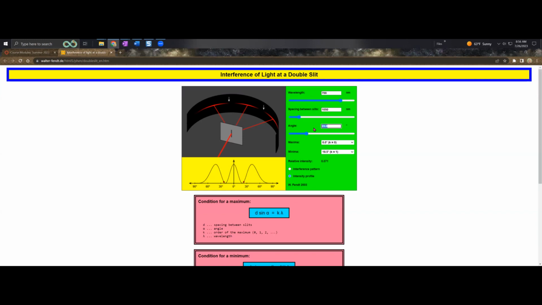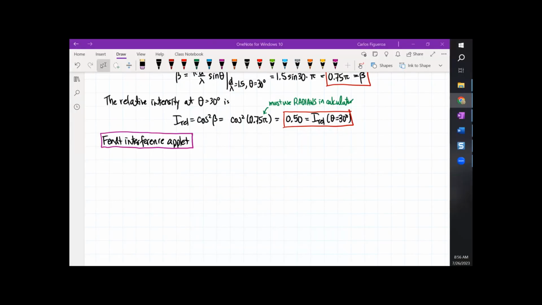Now I'm going to come in and change this angle to 30 degrees. So look what it says here. If you look at this, you're seeing that at 30 degrees, it's in the middle between the peak and the minima, just like we calculated, and its intensity is 500. Excuse me, it's 50%. Exactly what we expected. Now, I just copied this. So now I want to show you what I have.